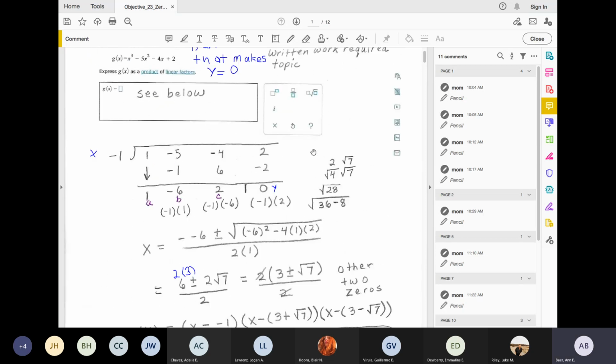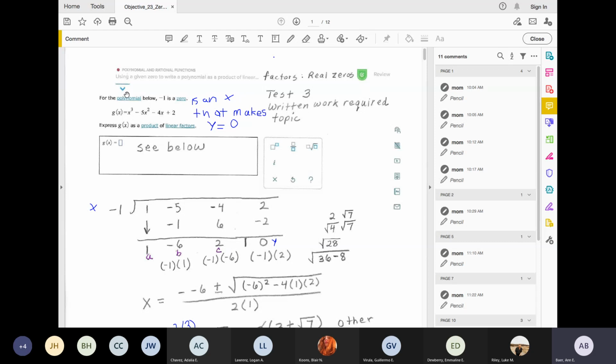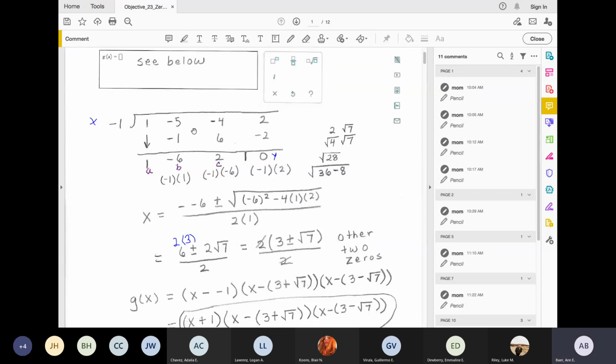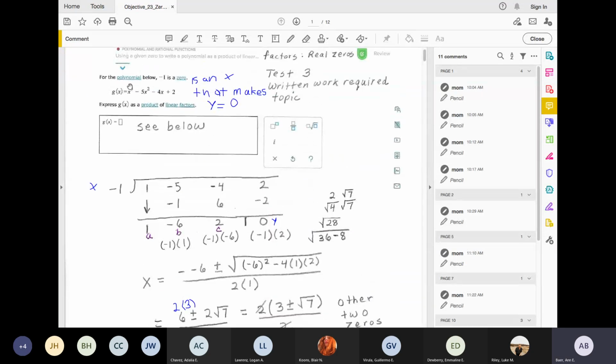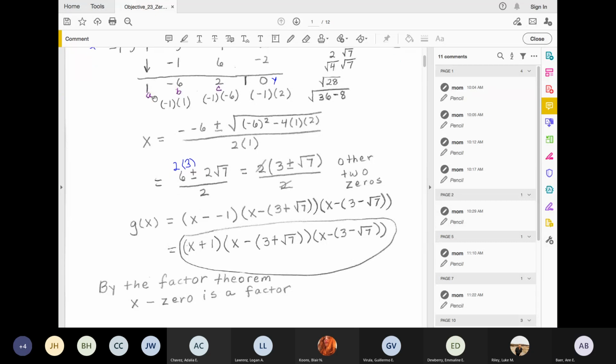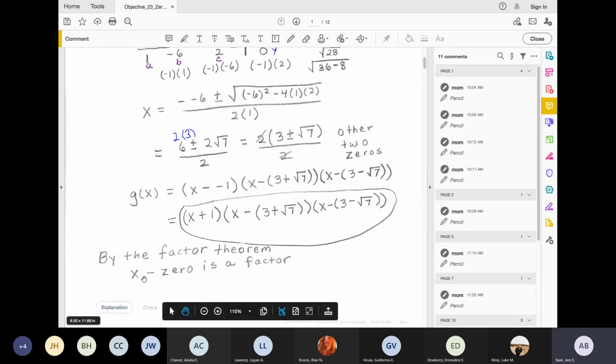We were asked, however, to write the factors. Express g of x as a product of linear factors. We've got 3 zeros. This 3 here tells us we've got 3 zeros. Occasionally, a 0 may be repeated, but this tells us how many zeros we need to account for. And to each 0 corresponds 1 factor. So it also tells us how many factors we need to account for. So by the factor theorem, x minus each 0 is a factor.